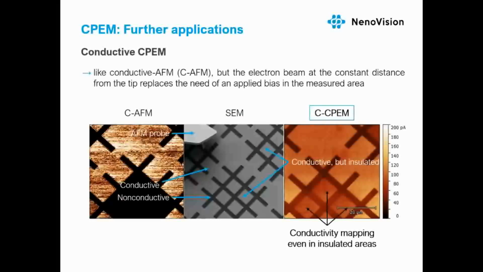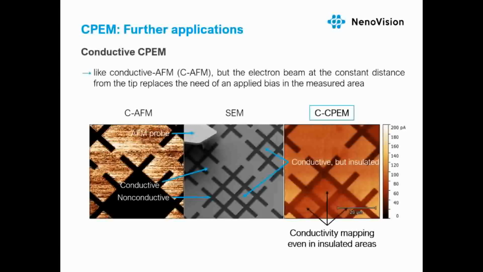The last application shows a concept which demonstrates possibilities of having the AFM tip close to the SEM electron beam. The imaging mode, called conductive CPEM, is an extended version of the standard conductive AFM, but unlike conductive AFM, enables conductivity measurement even in insulated areas of the sample.